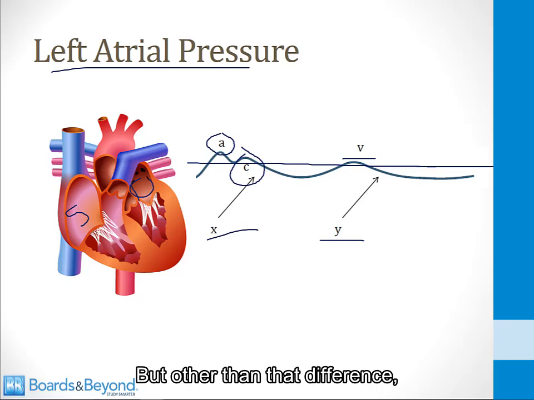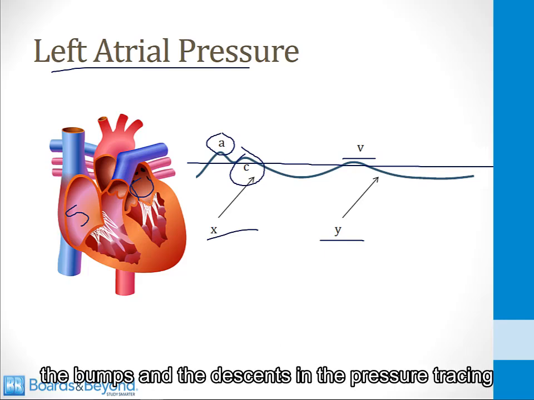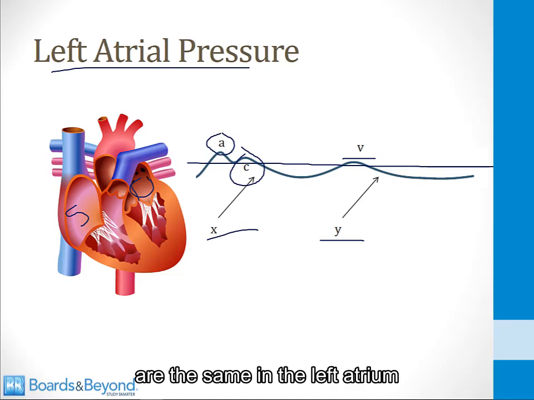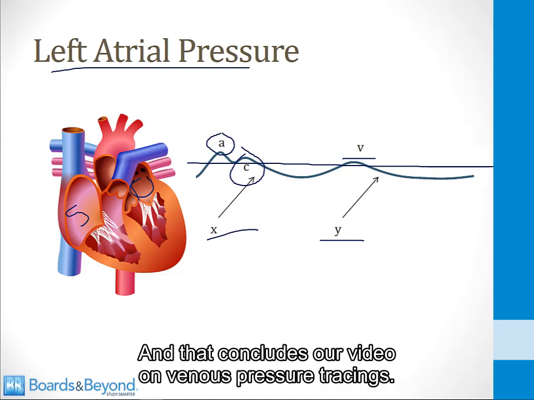But other than that difference, the bumps and the descents in the pressure tracing are the same in the left atrium as compared to the right atrium. And that concludes our video on venous pressure tracings.